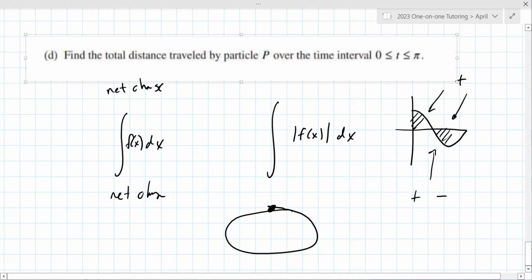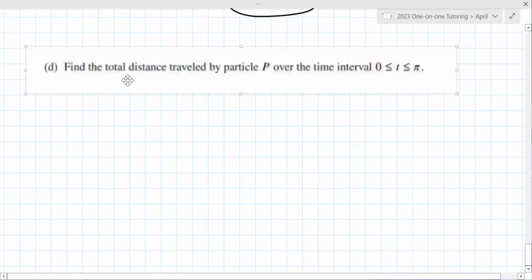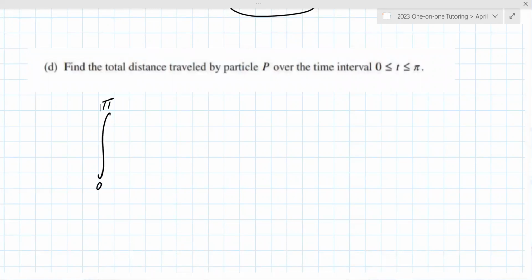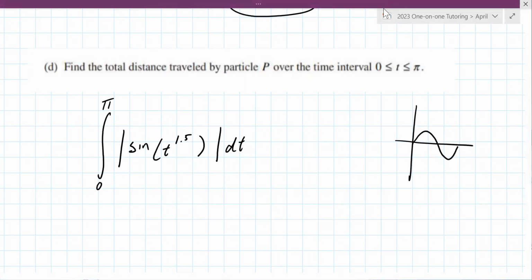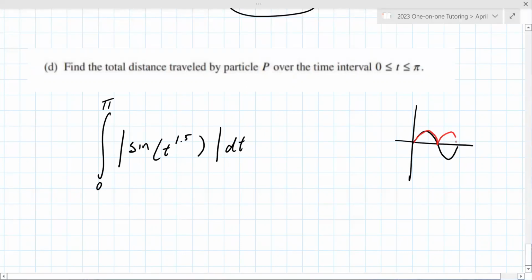Having said all that, how you answer total distance on the AP exam is the integral from 0 to pi of your velocity function, which is sine of t to the 1.5, but just for safety, you put it in absolute value. What that does is turn any negative areas positive. If you had a graph like this, the absolute value turns it into one that looks like that, so it's positive. Basically, all you do is add absolute value in your integral.